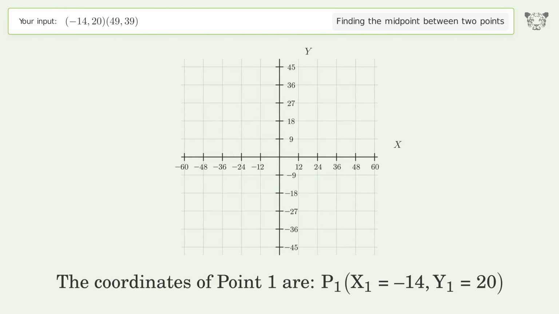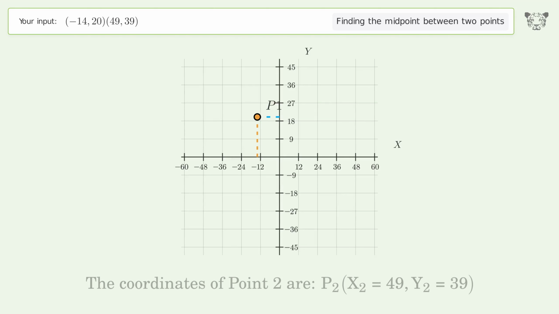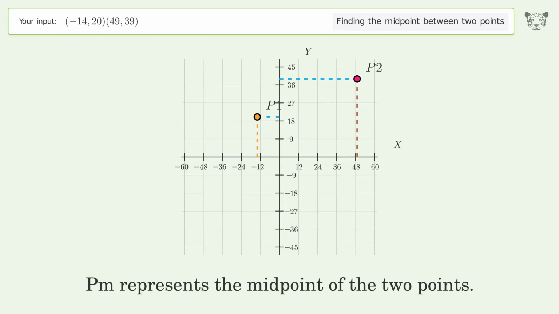The coordinates of point 1 are, x1 equals -14, y1 equals 20. The coordinates of point 2 are, x2 equals 49, y2 equals 39. PM represents the midpoint of the 2 points.